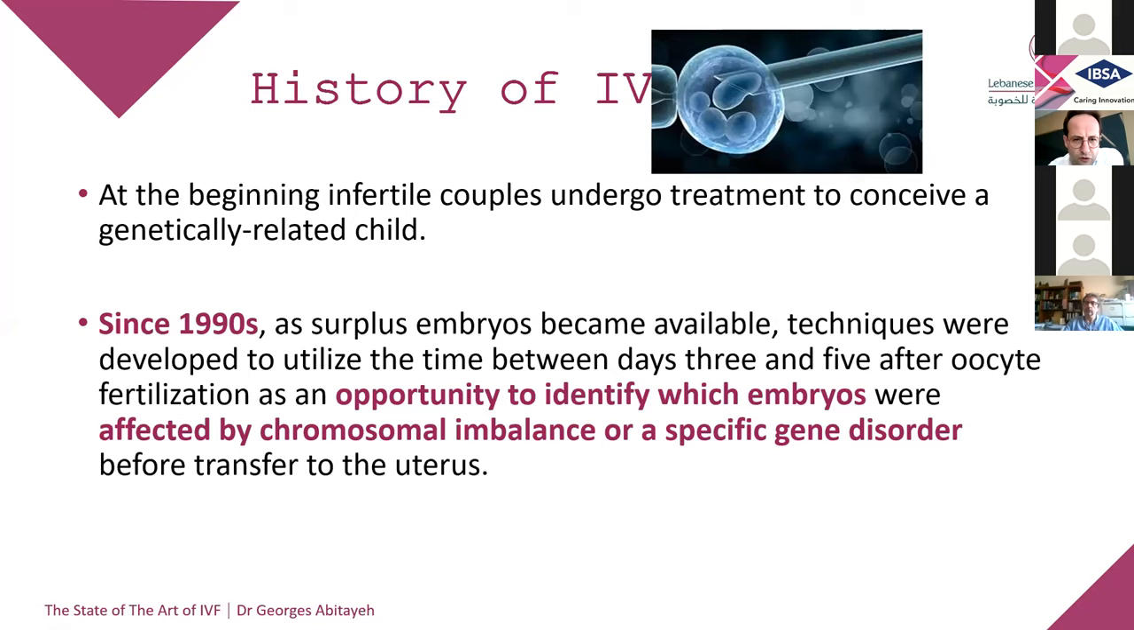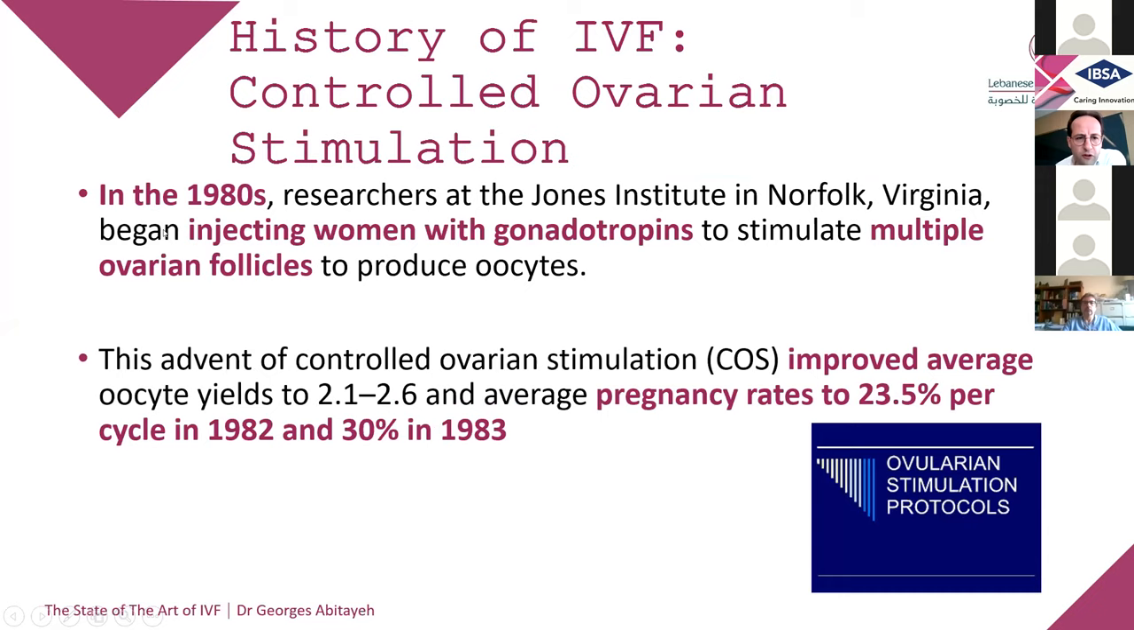In the 1980s, we began to inject women with gonadotropins. And then we could begin to have controlled ovarian stimulation with multiple ovarian follicles and improve the pregnancy rate to 23% in 1982 and to 30% in 1983. So the first modification was the controlled ovarian stimulation.